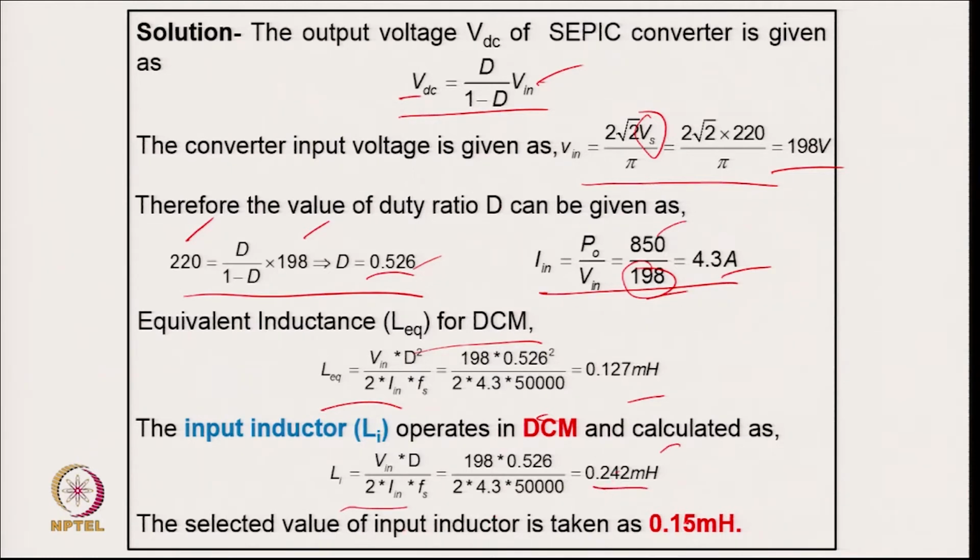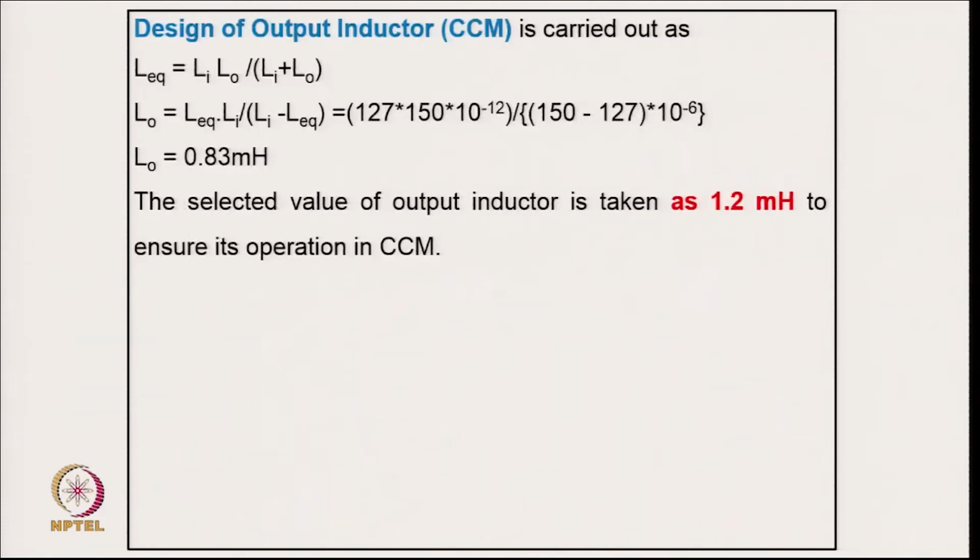Because it is a DCM, we have to select lower than this value to make sure that under all operating conditions this current remains discontinuous in this inductor. So, we select lower than that, 0.15 millihenry, and then from the equivalent inductance which we calculated earlier, putting the value of the input inductor, we can find the output inductor. The output inductor comes to 0.83 millihenry, and now we select lower than this to make sure that this also operates all the time in discontinuous current mode.